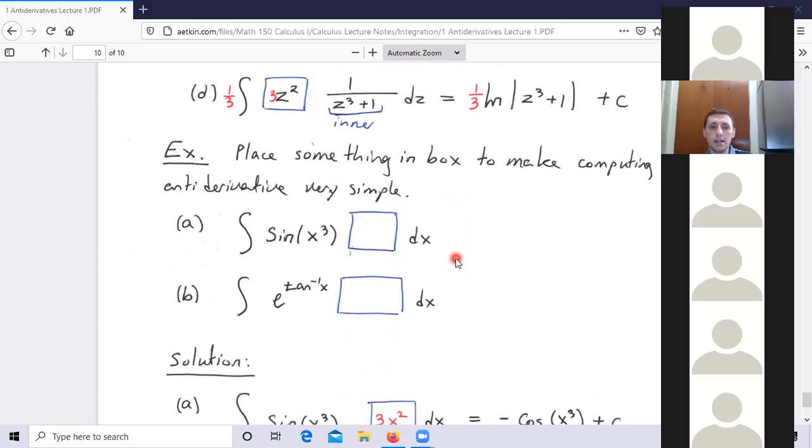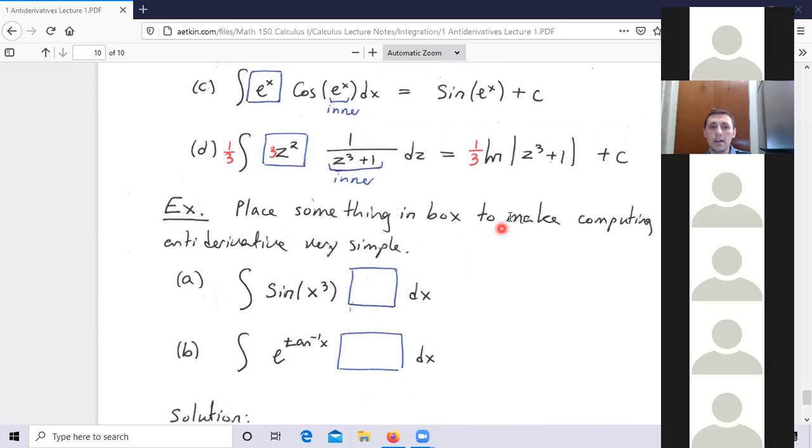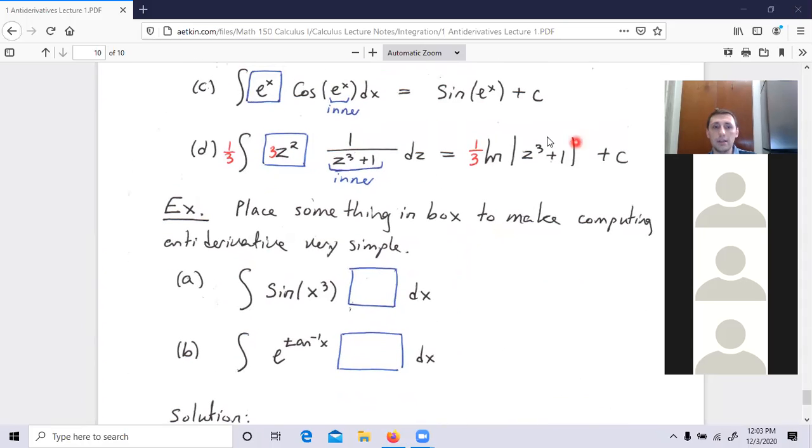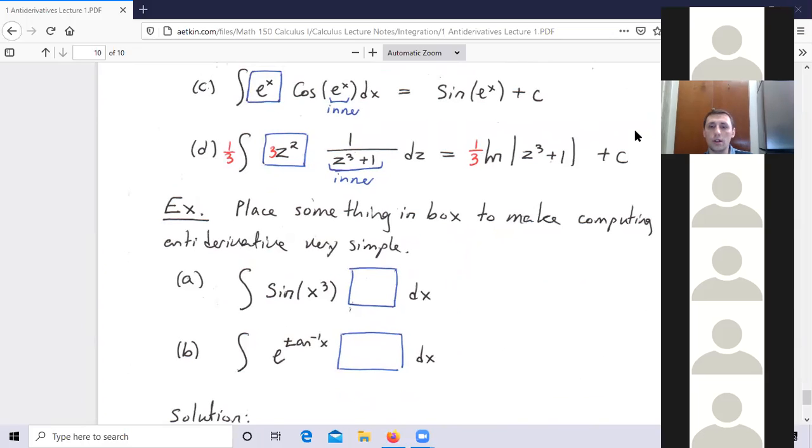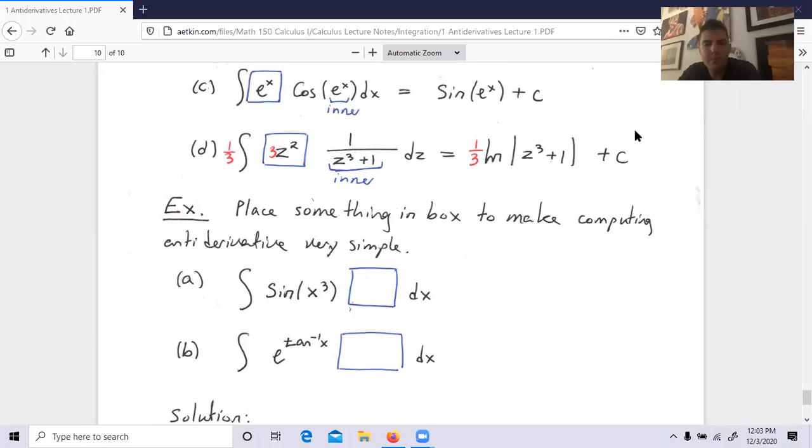And here is another set of exercises. Place something in the box, and don't put 0, or don't put 1 over the function. That's too easy, right? Place something in the box and then figure the integral. What would make it easy if I place some value in the box here? Okay, for a, what would you like to place in the box, and then what's the integral?